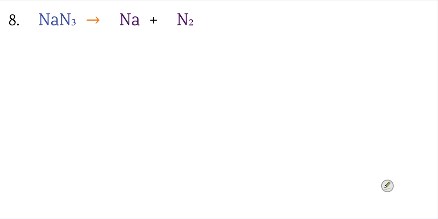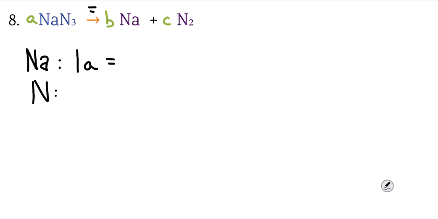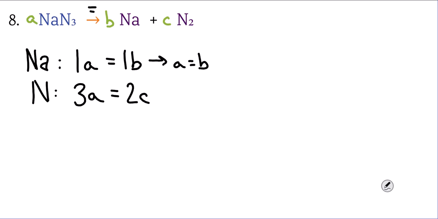We're going to use the algebraic method to balance this chemical reaction. First, start by putting down variables A, B, and C because we only have 3 chemical species. Our linear equations will be based off of the quantity of each atom type, here just sodium and nitrogen. We have 1 sodium associated with A and 1 associated with B.